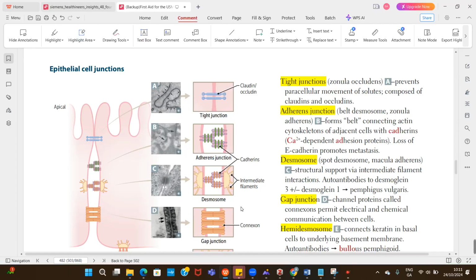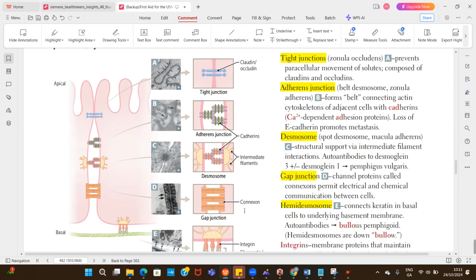These epithelial cells need to be connected together so that they can be in place, right? And also so that they can perform other functions. And that is what is going to lead us to these junctions. They look complex, but it is very simple. You don't need to stretch yourself.